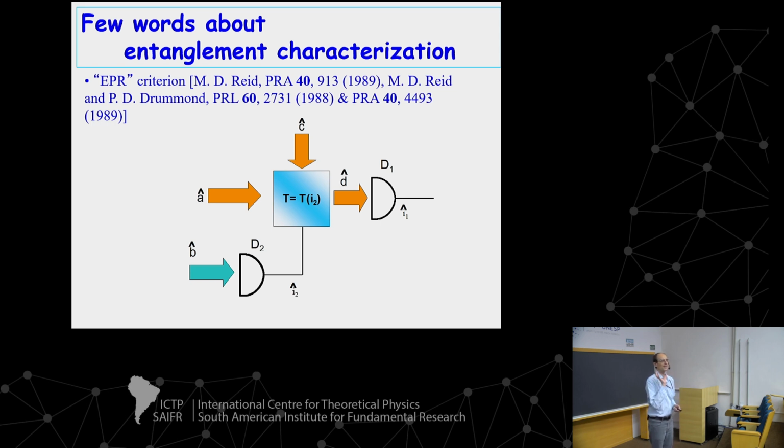So, some ways to detect entanglement. One of them, proposed by Margaret Reid and Peter Drummond, is called the EPR criterion. So you have one mode here. You make a measurement of mode B, and upon the results here, you can act on the first mode to get the best estimate possible of a certain observable here.